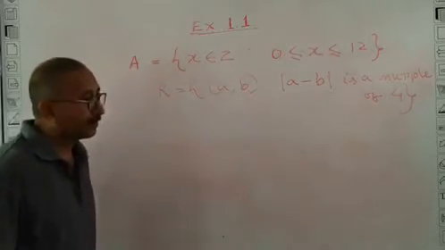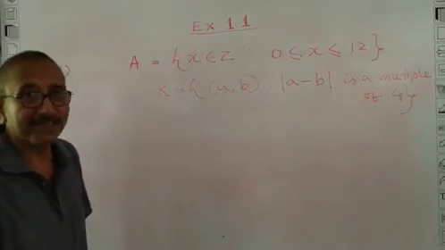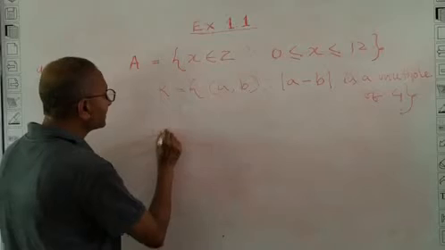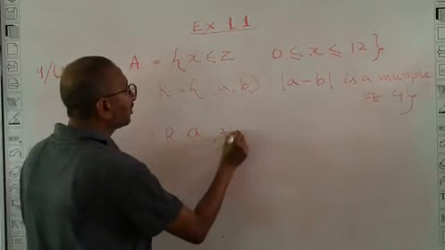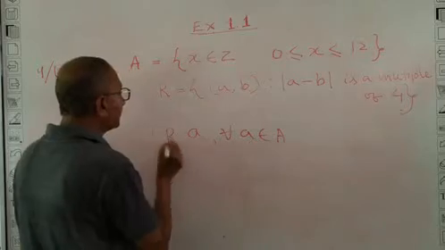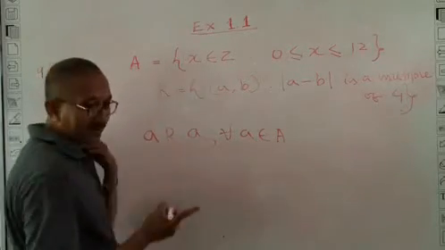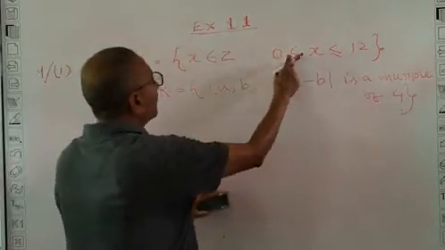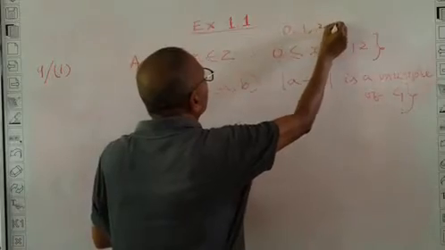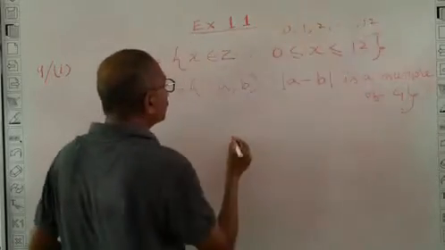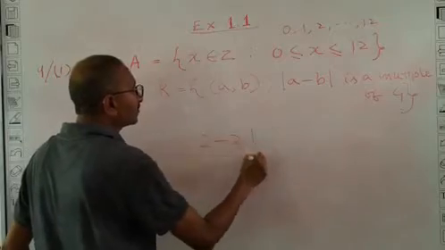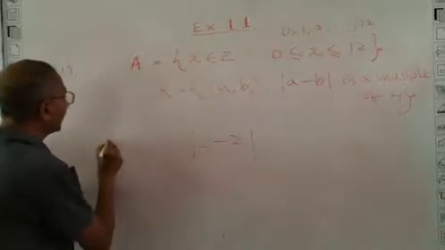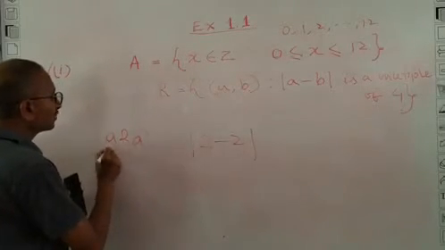First, we will try to show that it is a reflexive relation. To show that it is reflexive means what? A is related to A for every A belonging to capital A. That means every element is related to itself. What are the elements of A? Starting from 0, 1, 2 up to 12. Take any element, say 2. Take A is equal to 2, B is also 2, because I want A related to A, so these two must be the same.